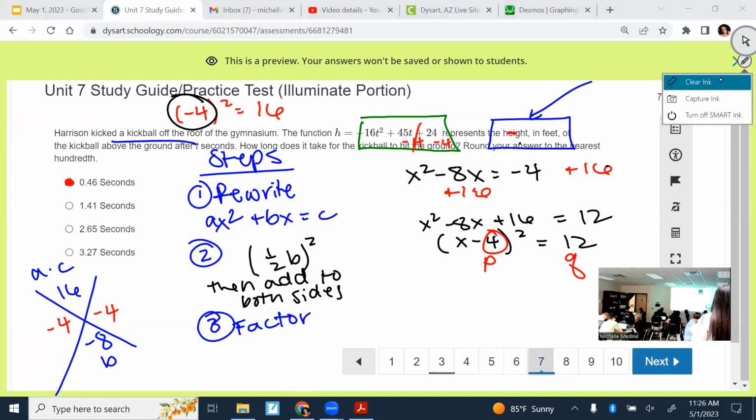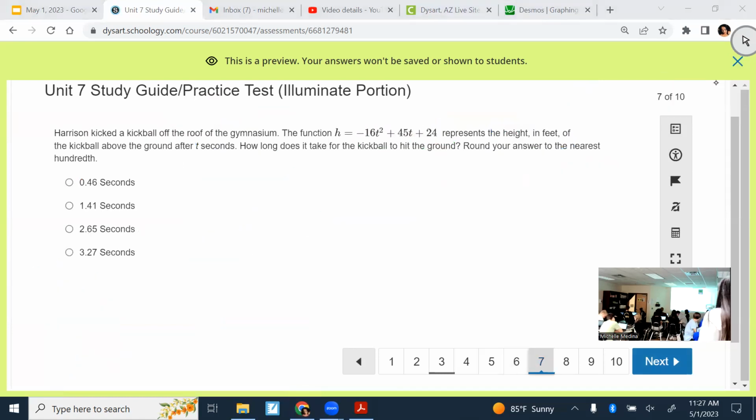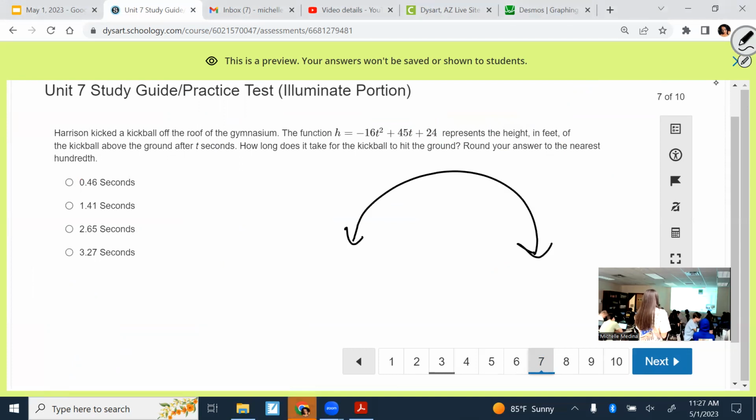Okay, so projectile motion problems, anytime they're kicking, throwing something, pretty much sums it all up. Dropping something from a certain height, it usually follows this path, at least part of the way. So in this one, they're kicking a kickball, and it has this equation to represent it. Height is h, t is seconds. And it wants to know how long does it take for the kickball to hit the ground.